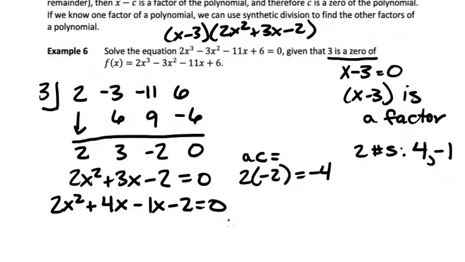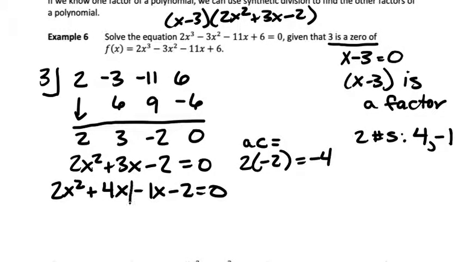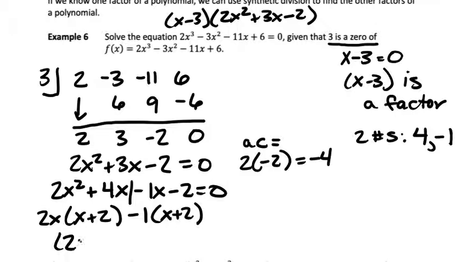And then factor this using grouping. Split into 2 groups. I can take 2x out of the first pair. That leaves me with x plus 2. And then bring x plus 2 over here. This is going to be minus 1. So my two factors are 2x minus 1 and x plus 2.